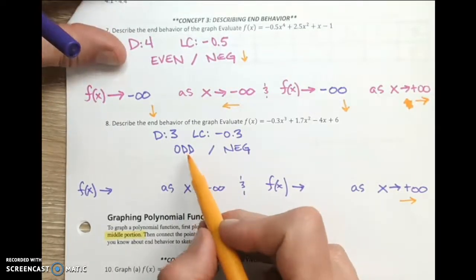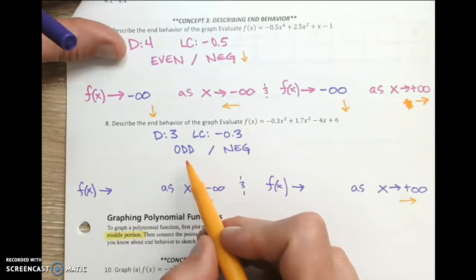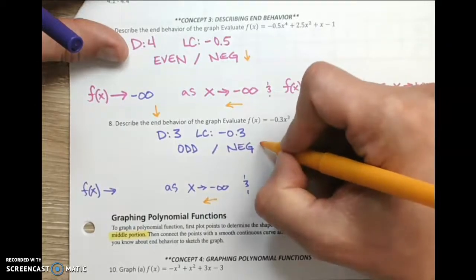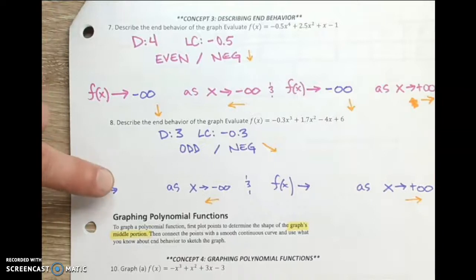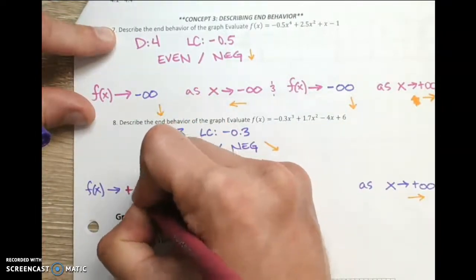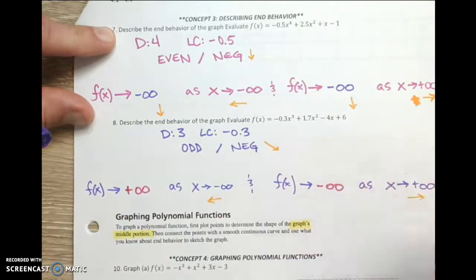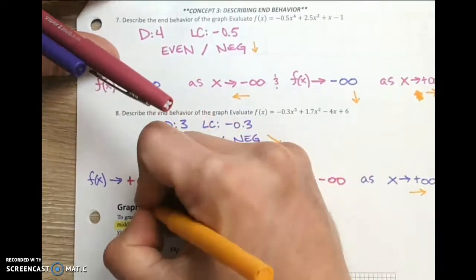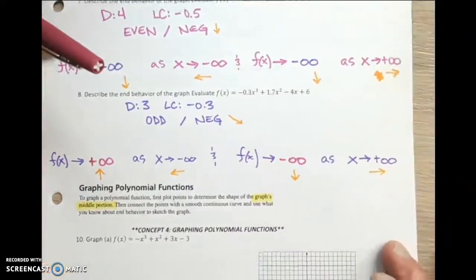Alright, odd is going to tell me that it's going to start and finish in different spots. Negative tells me it's going to start up and then end up down, right? So if I start up, that really means I have positive infinity, and if it ends down, at negative infinity. Again, I'll draw the arrows here so you can take a look. But it should go starting up, ending down with odd, negative.